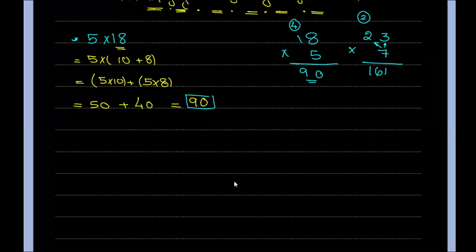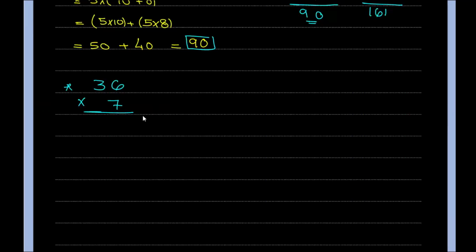So any problem for this one? Okay, so who can solve with me this question? Just raise your hand. Abdurrahman. We need to multiply 36 times 7. How can we solve this one? 7 times 6 equals 42. Write 2 and carry up 4. 7 times 3 equals 21. 21 plus 4 equals 25. So the answer is 252. Any problem for this one?